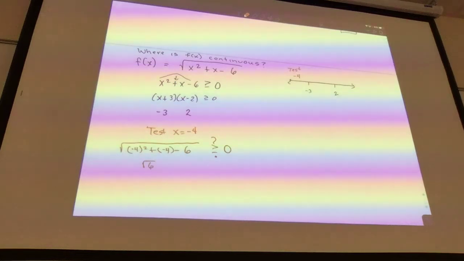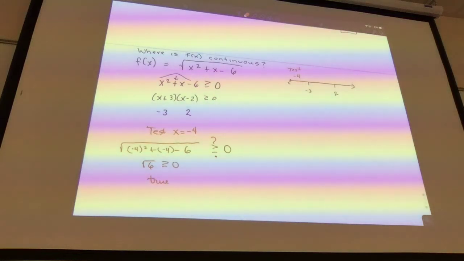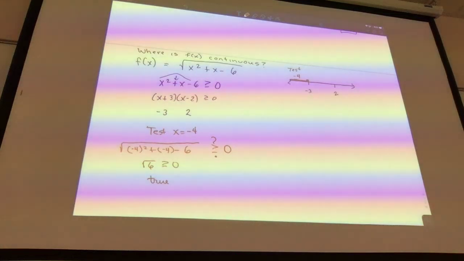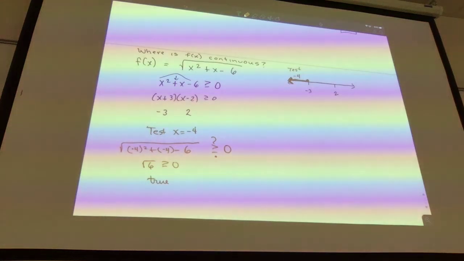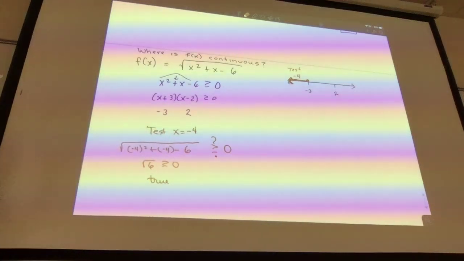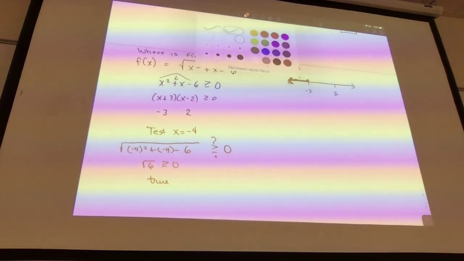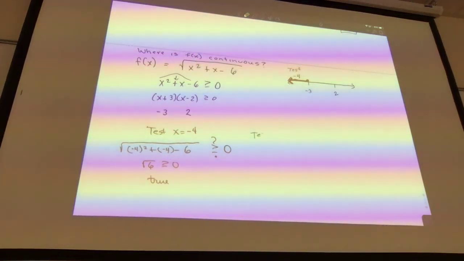Negative 4 squared plus negative 4 minus 6 gives the square root of 6. The square root of 6 is greater than or equal to 0, so this is true. It's positive. So if that's true, I'm going to shade it. You want to put your testing values at the top too, so you know what you're using. I'm color coding it, but on a test, the more work you show, the more chance you have of getting partial credit.